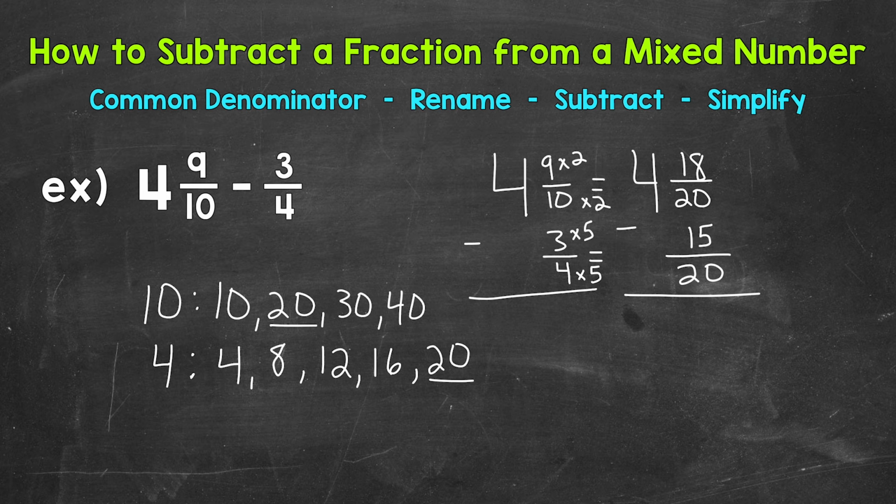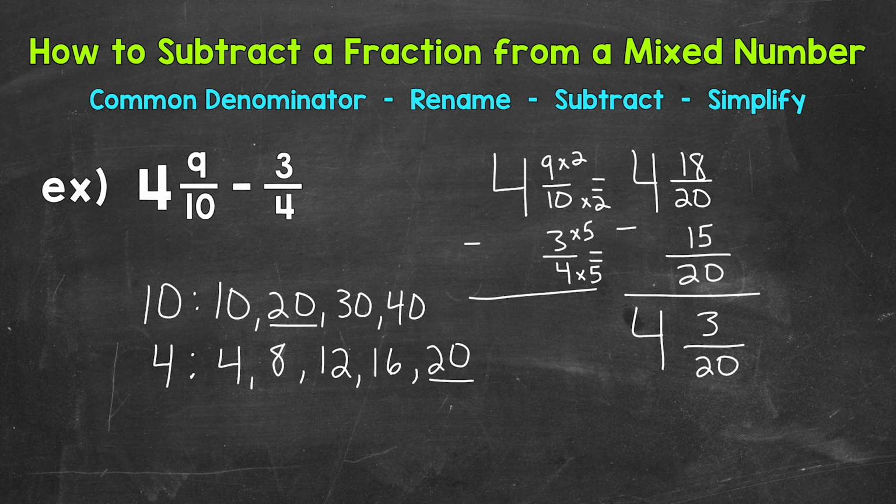Now that we renamed with that common denominator of 20, we can subtract those fractions. So we have 18/20ths minus 15/20ths. 18 minus 15 gives us 3. Keep our denominator of 20 the same. Once we subtract the fractions, we can take a look at the whole number. So we have 4 minus, and then there isn't anything under that 4. So basically, we just drop the 4 down because that's like 4 minus 0. There's nothing there, which just gives us 4. So we get 4 and 3/20ths.